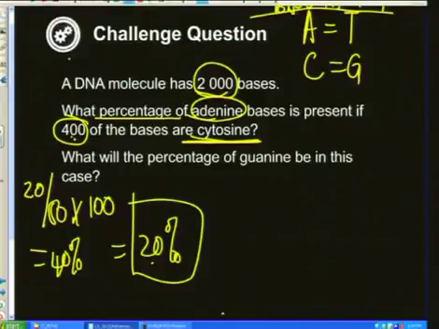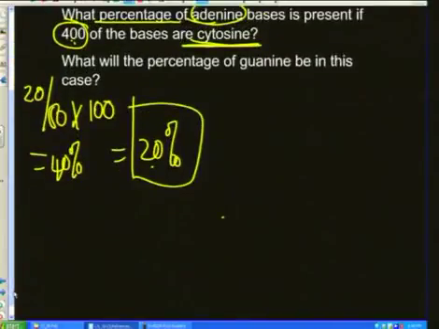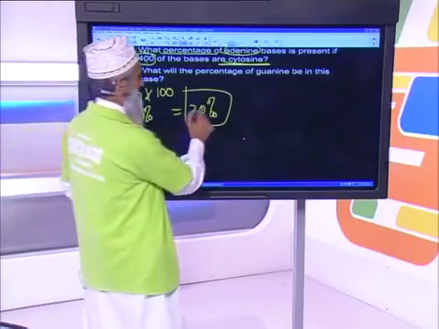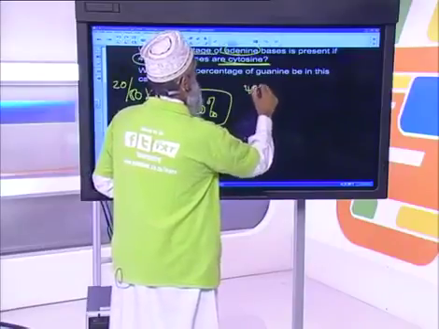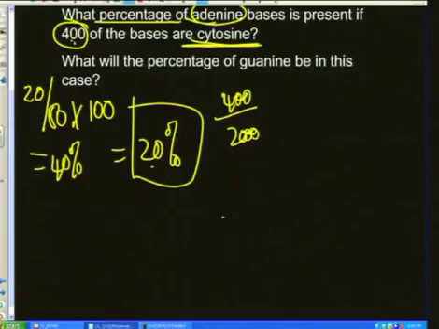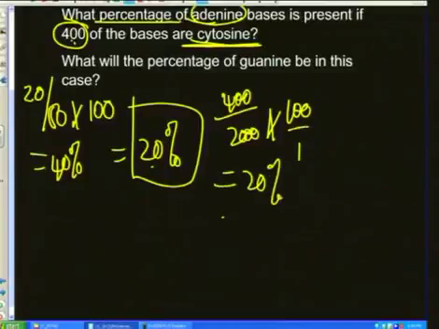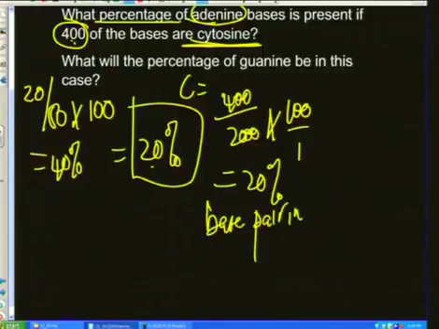Now, if that is what cytosine is worth in this calculation, what do we know about guanine? For the same amount there must be guanine. So 400 divided by 2000 times 100 over 1 gives us 20% for C. And because of base pairing, G is also equal to 20%. Why? Because for every cytosine there must be a guanine.